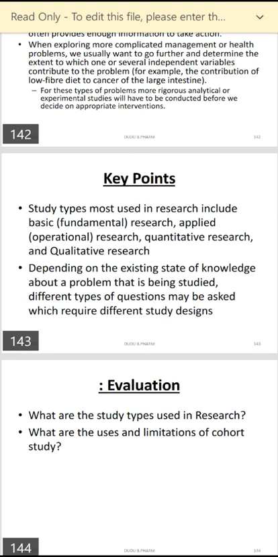Let's see the key points. The study types most used in research include basic research, applied research, quantitative research, and qualitative research. Depending on the existing state of knowledge about a problem that is being studied, different types of questions may be asked which require different study designs. Evaluation: what are the standard types used in research? What are the uses and limitations of cohort study?